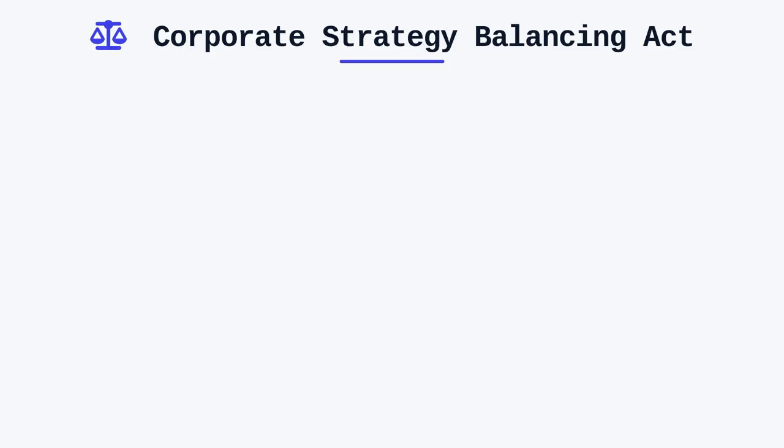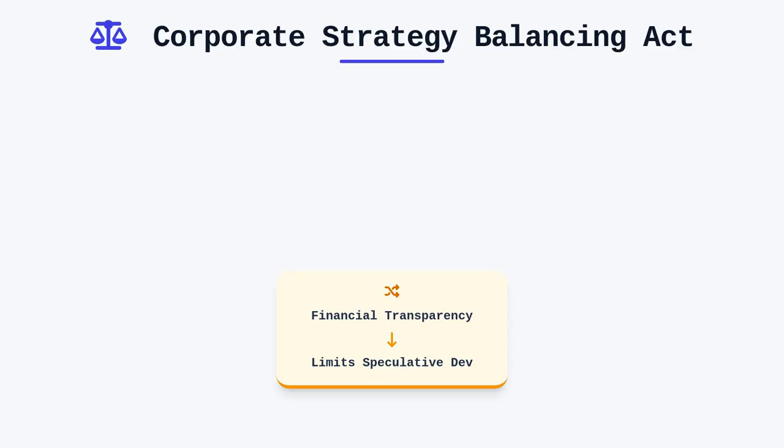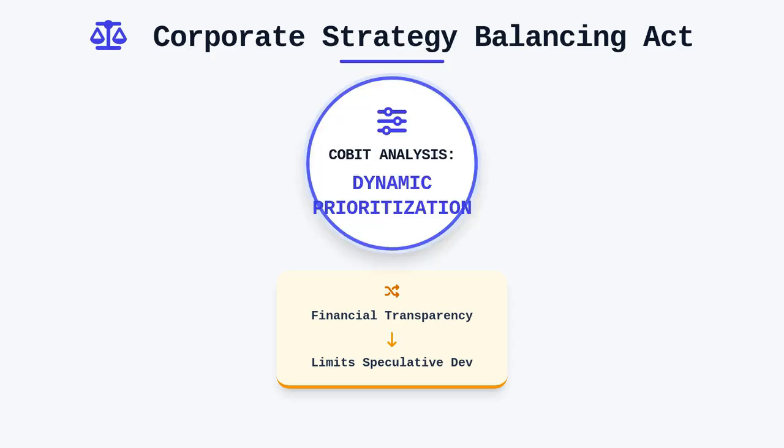The beauty of categorizing these goals into balanced scorecard perspectives lies in the inherent balancing act of corporate strategy. If an organization prioritizes financial transparency, it simultaneously creates a constraint on the appetite for speculative product development. When you analyze a business case using COBIT, you are essentially determining which of these 13 goals have the highest priority in the current corporate climate.